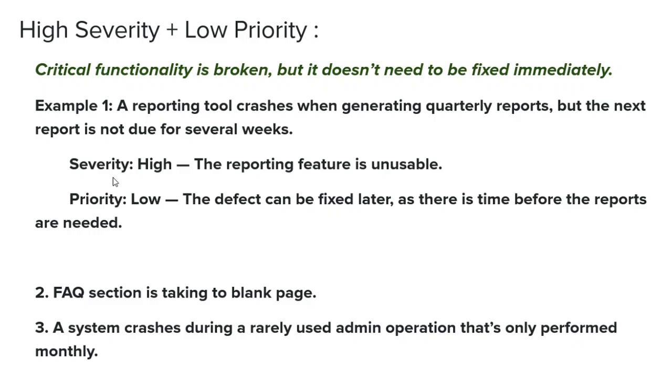So its impact is high because severity is high. The reporting feature itself is not usable. That's why its severity is high. But priority is low because the defect can be fixed later as well. It is not urgent. For the user, he has already taken the report previously and the next report he will generate after some weeks. So its severity is high because the reporting feature is unusable, but priority is low because there is some time before the reports are needed. So fixing immediately is not needed. Severity is high, priority is low.